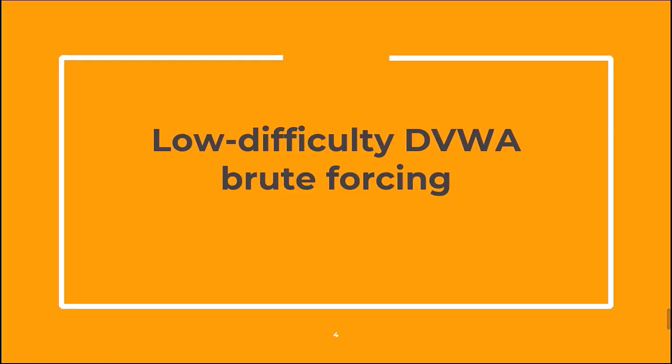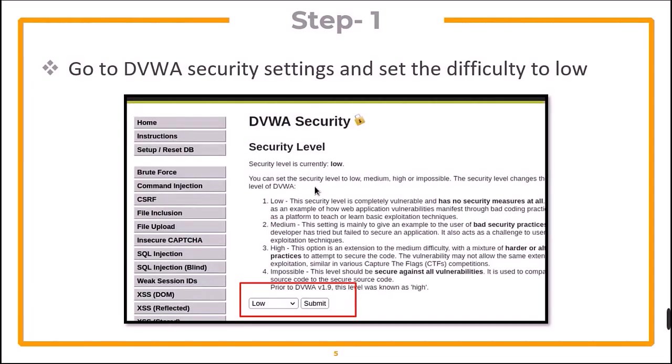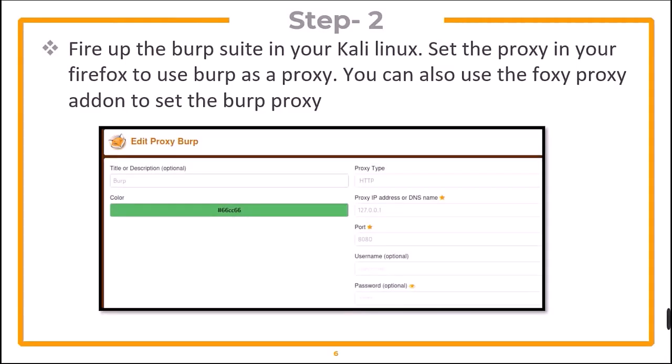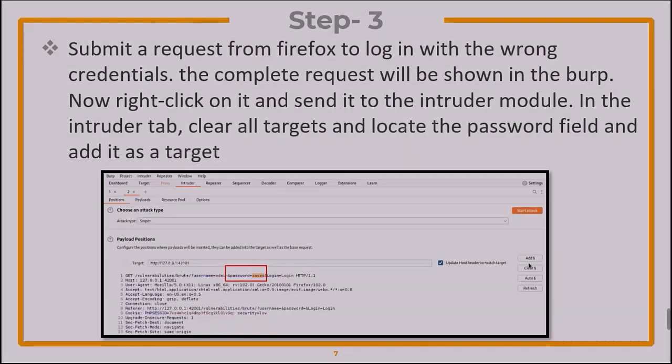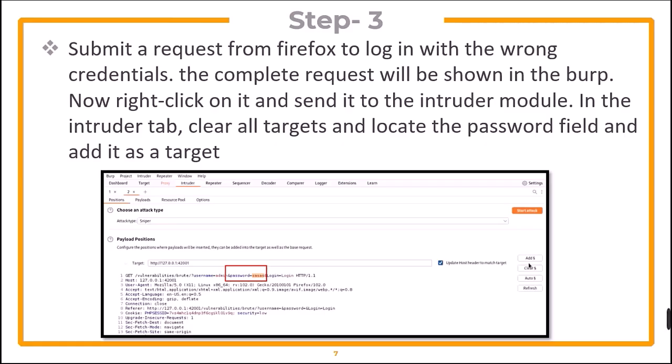Now let's first see the low difficulty brute forcing challenge. Go to Settings and set the difficulty to low. Now fire up Burp Suite in your Kali Linux. Set the proxy in your Firefox to use Burp as a proxy. You can also use the FoxyProxy add-on to set the Burp proxy. Submit a request from Firefox to log in with wrong credentials, and the complete request will be shown in Burp. Now right-click on it and send it to the Intruder module.